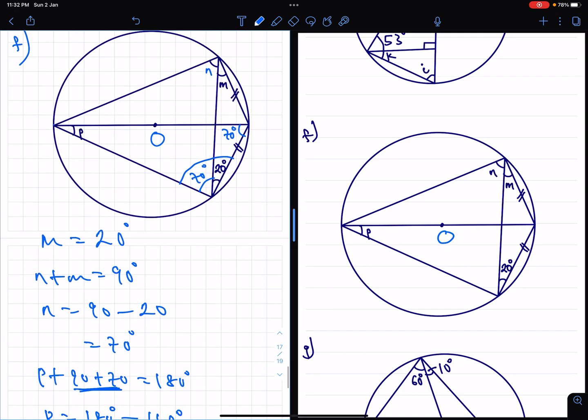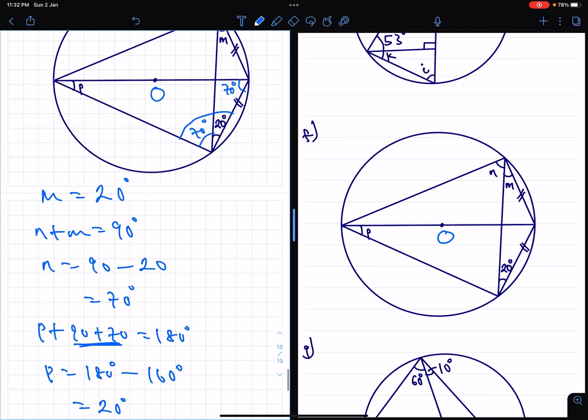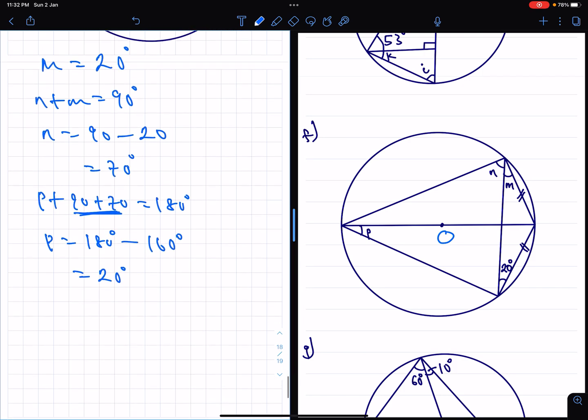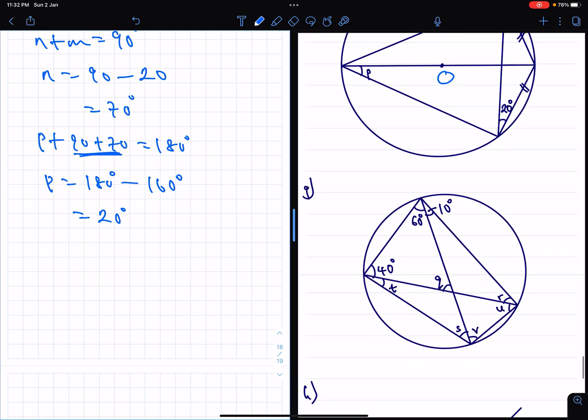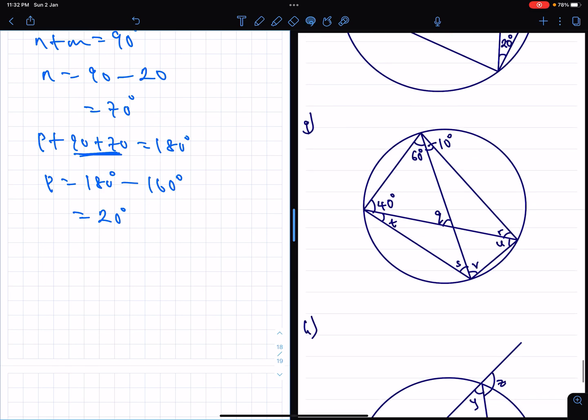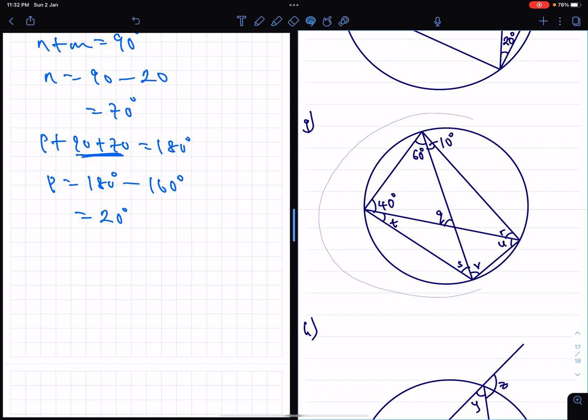So that's a trick. You just have to take your time to study the diagram and see the angles that are the same, and then step by step you'll be able to find whatever you are asked to find. That was a beautiful one, though a bit tricky. Now we go to the next, which is G. Let's go to G.